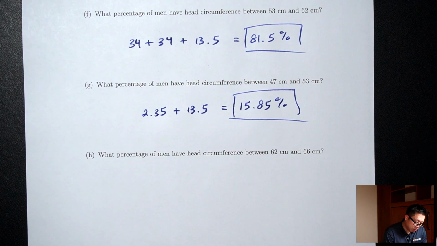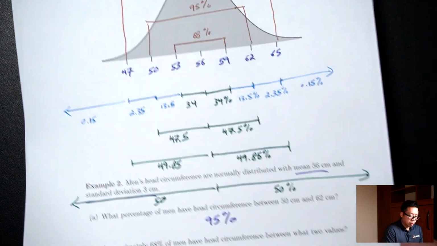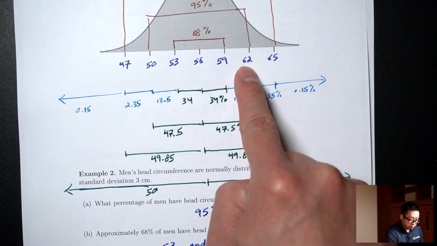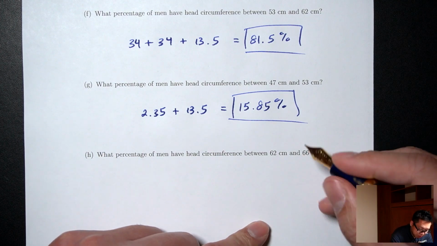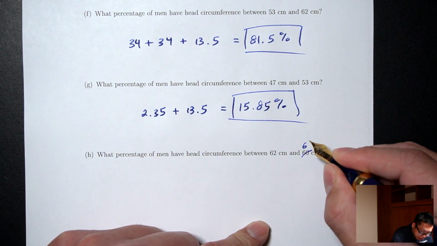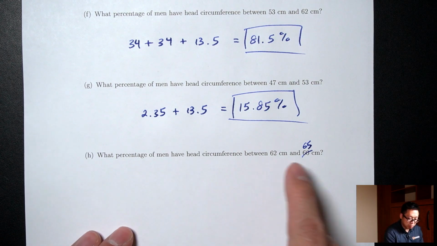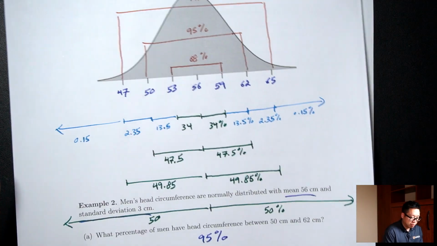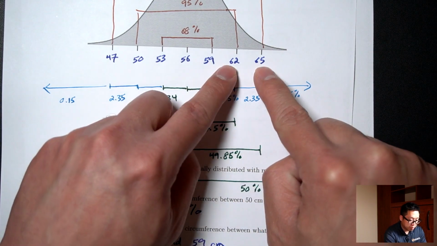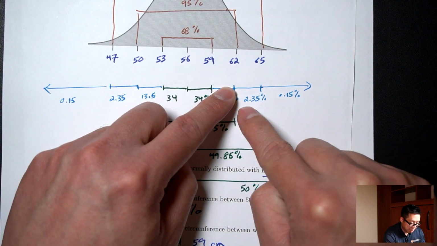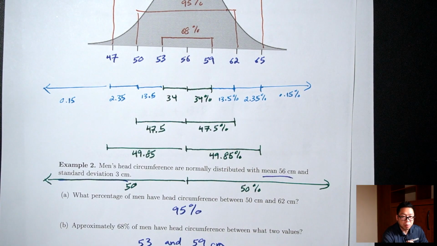H, what percentage of men have head circumference between 62 and 66? Here's 62. Okay, I think I did that wrong. That should actually say 65. So what percentage have head circumference between 62 and 65? 62, 65. It's just that piece. So just 2.35%.